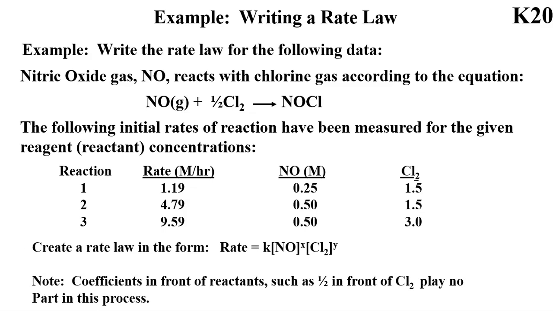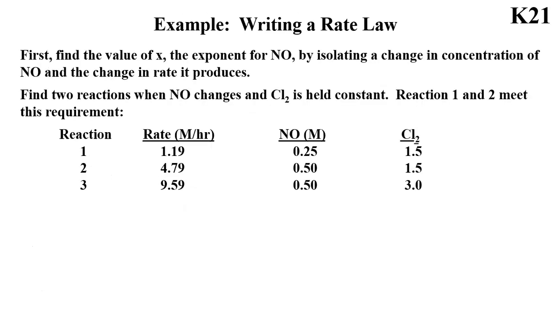So to create a rate law in the form of rate equals K, concentration of NO raised to the X power, Cl2 raised to the Y power. Note the coefficients in front of the reactants, such as 1/2 in front of Cl2, play no part in this process. So don't let that confuse you. First, find the value of X, the exponent for NO, by isolating the change in concentration of NO and the change in rate that it produces.